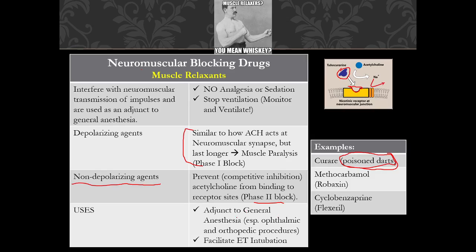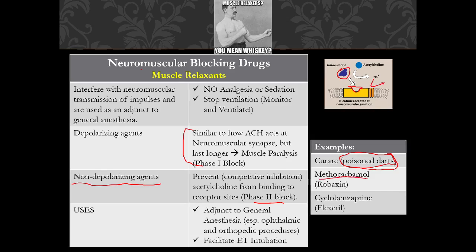We use them as an adjunct to general anesthesia, especially for ophthalmic or orthopedic procedures where we need those muscles to not move while we're doing the procedure. We can also use them to facilitate endotracheal intubation. So if we have an animal with a laryngospasm and we need to stop that laryngospasm, we can use these medications to do that. They can also be used just as muscle relaxants, not stopping the muscle completely from contracting, but just allowing it to relax.